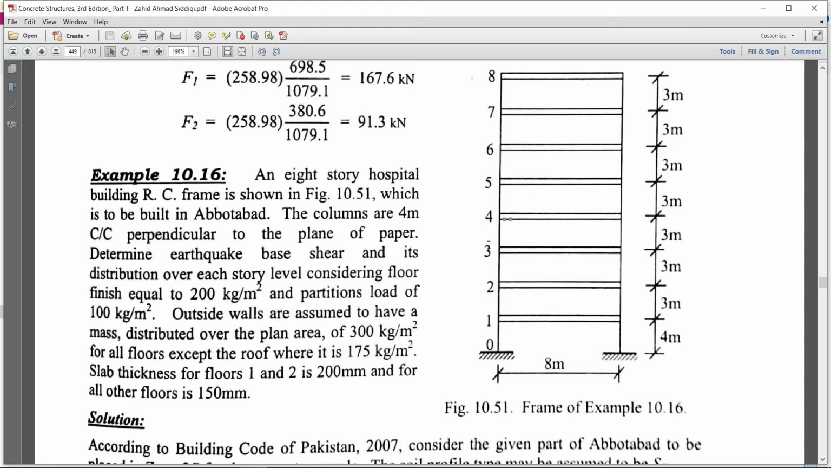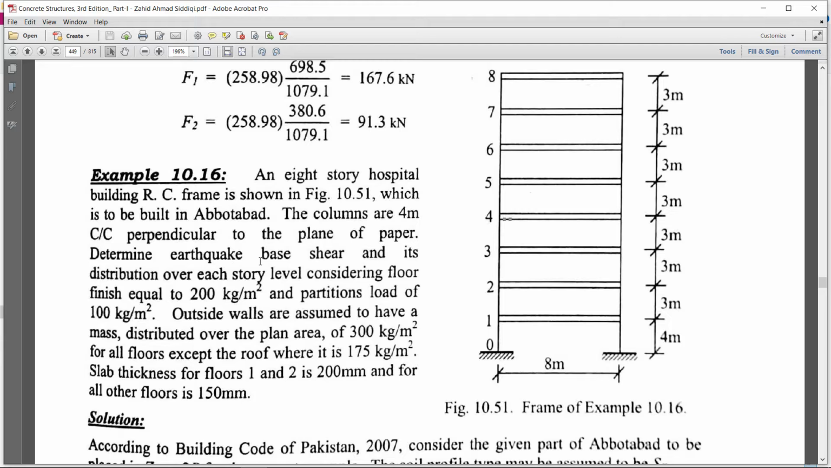Okay, so there is an 8-story RC frame building, which is to be built in Ahmedabad. The columns are 4 meters center to center in the plane of the paper. Okay, this spacing is 8 meters, and perpendicular to this 8 meters is 4 meters spacing column to column.